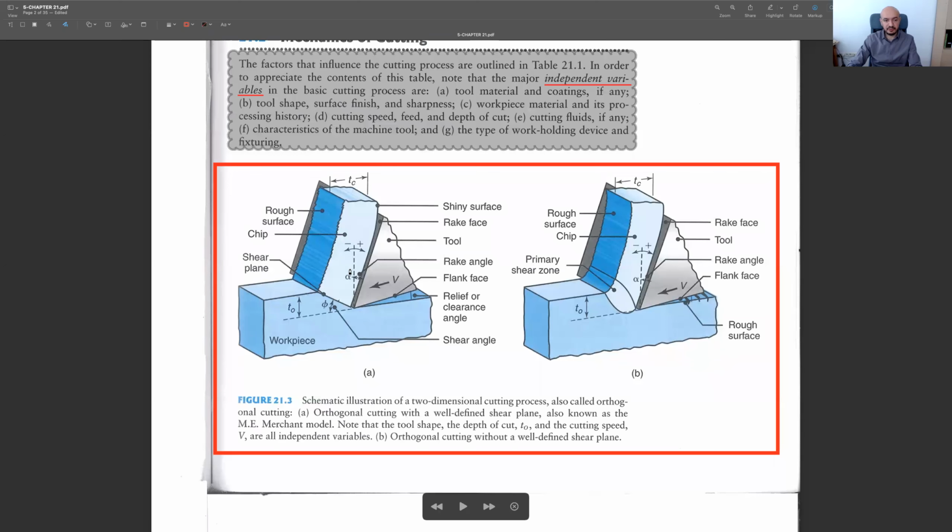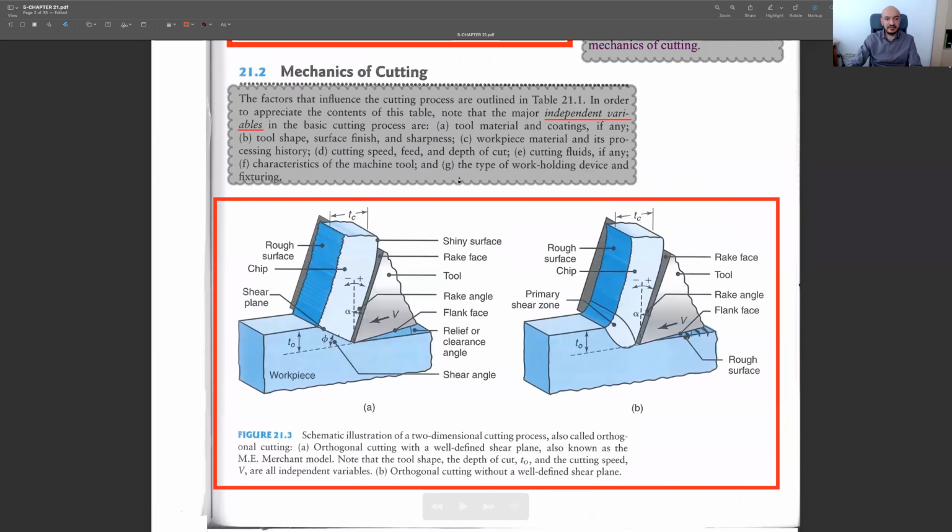We don't have a perfect shear plane. Instead, we have a shear zone, and this is called the primary shear zone, since we may have other shear zones around, but this one is the most important one since the deformation starts in this primary shear zone.